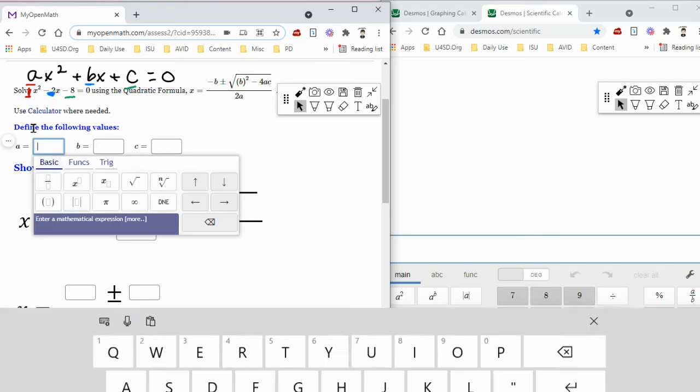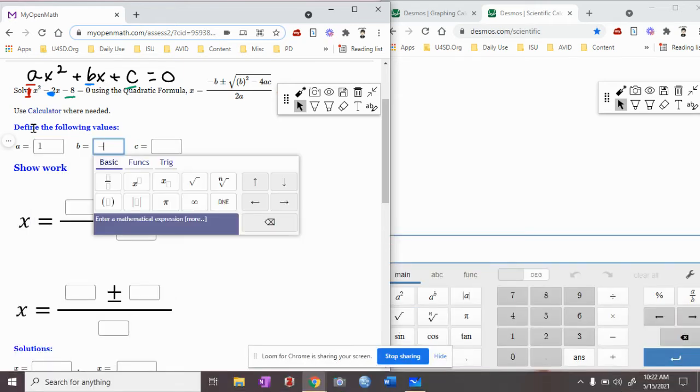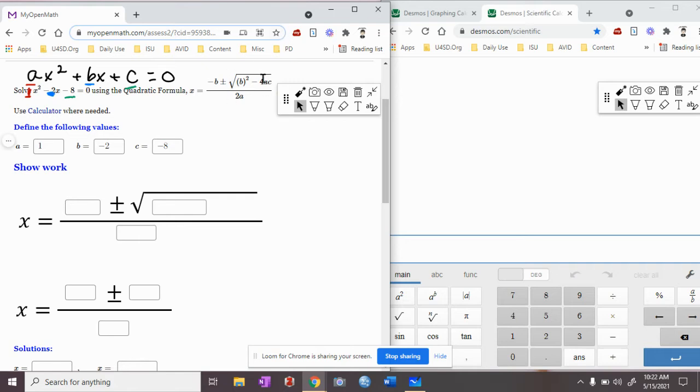So I'm going to come over here and put 1, -2, and -8. Now I'm going to use this up here. So I see the opposite of b. If my b is -2, what is the opposite of b? Well, we just change the sign. Opposite of -2 is +2. So I'm going to put +2 there.